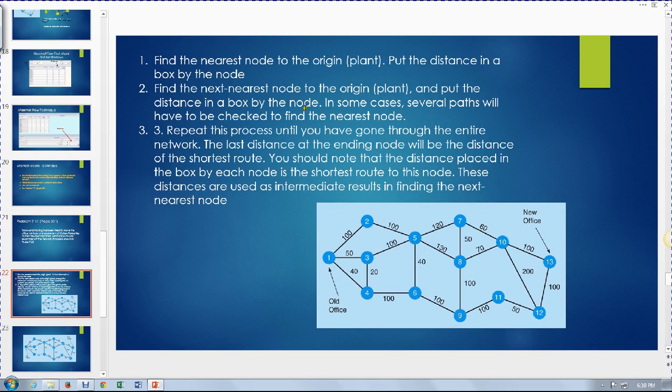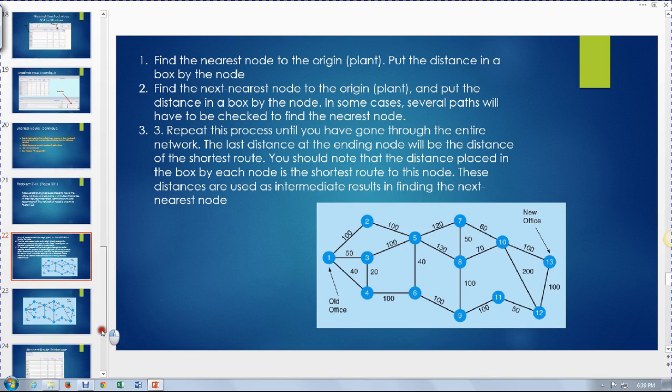And so you find the nearest node to the origin. Well, the origin is 1. The nearest node is 4 because it's only 40 away. Okay? And then you put that distance in a box by the node, and you just keep doing this until you get the shortest route, 40, 20, so on and so forth.